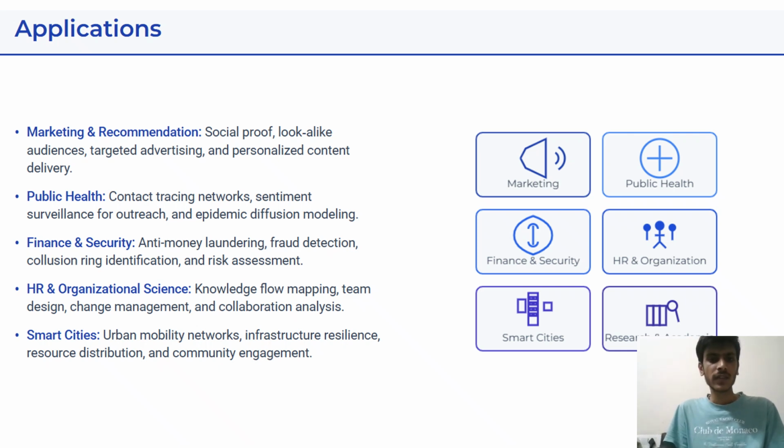In different fields, such as marketing: recommendation and social proof; public health: contact tracking; finance: anti-money laundering; HR: knowledge mapping, team design, change management, and vulnerability analysis; and smart cities: mobility networks, infrastructure resilience, resource distribution, and community engagement. These are some of the applications which are broadly used in this type of mining.